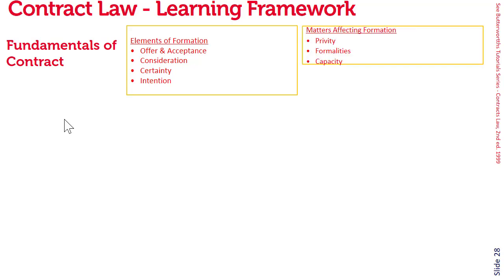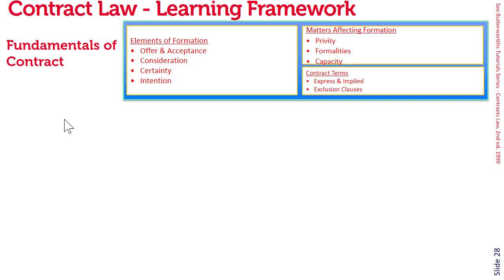Then we're going to look at the vitiating factors, or matters that affect the enforceability of a contract, not the formation of a contract. Privity, formalities, and capacity. I'm not even going to bother talking about what those things are at this stage. I just want you to know that they're there. And then we're going to head on to understand the terms of a contract. So it's going to be week 9 before we really talk about what the terms of a contract are.